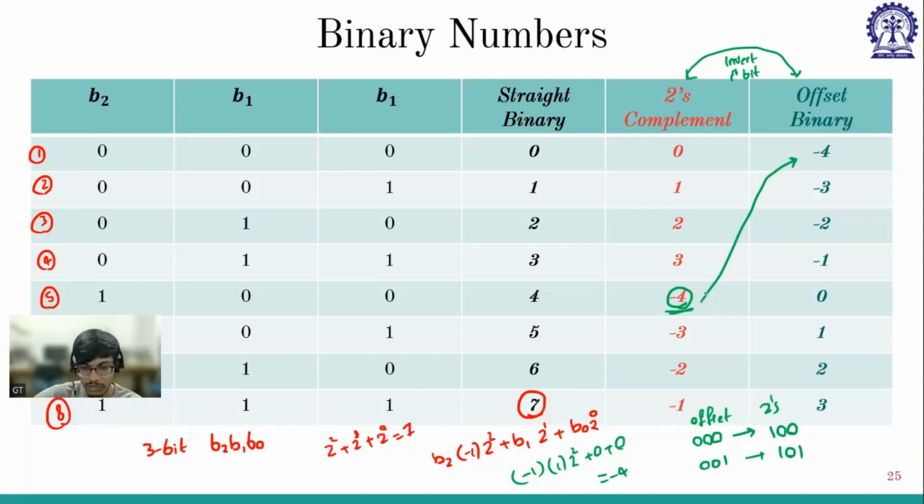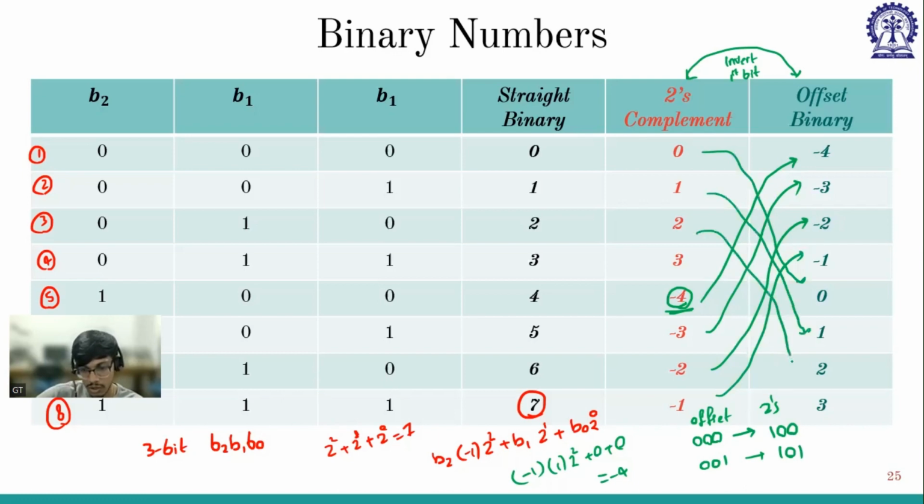So minus 4 is mapped here. Minus 3 is mapped here. Minus 2 is mapped here. Minus 1 is mapped here. And again 0 is mapped here, 1 is mapped here, 2 is mapped here, and 3 is mapped here. As you can see, both are signed, and this is unsigned.